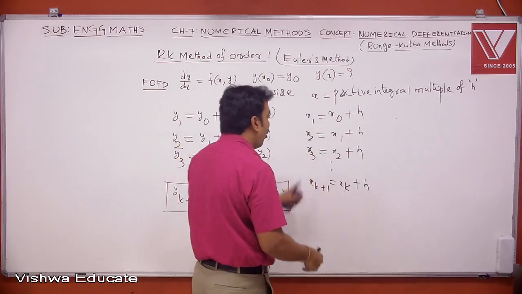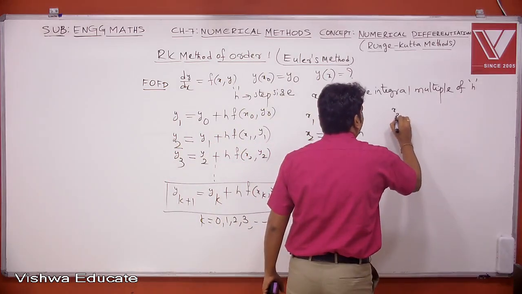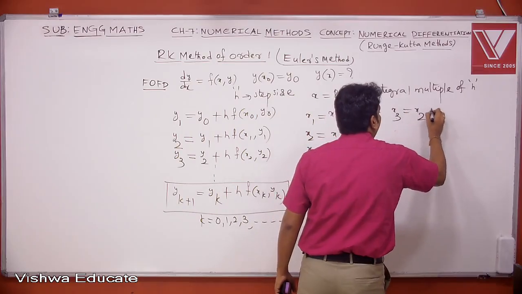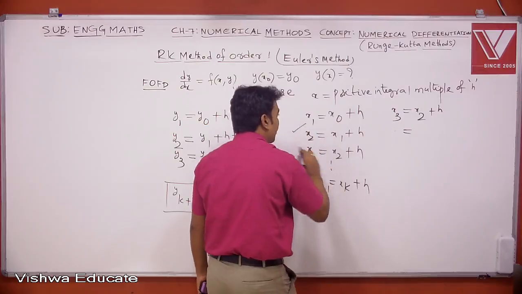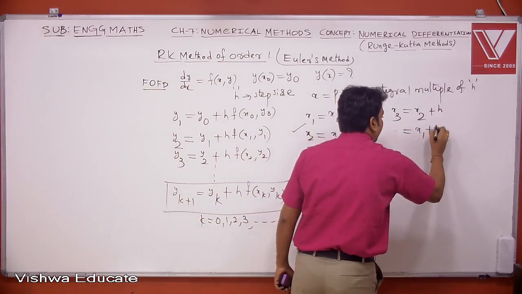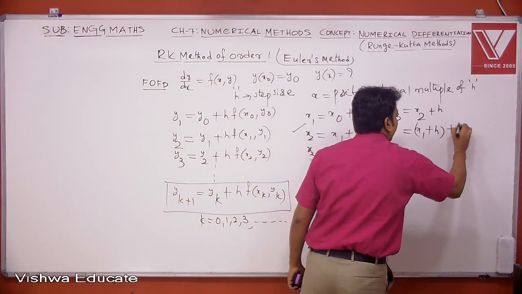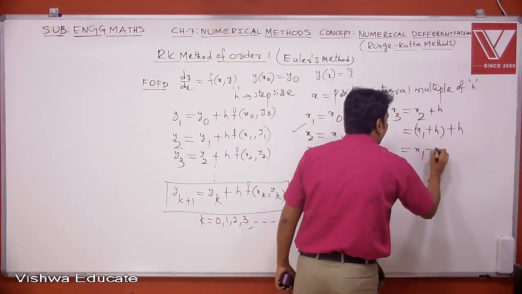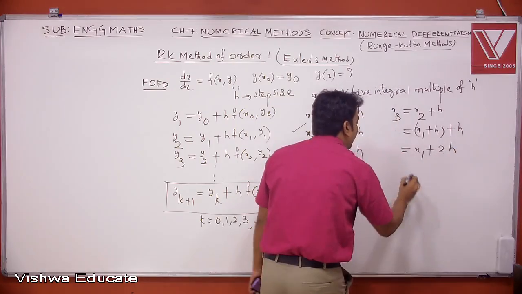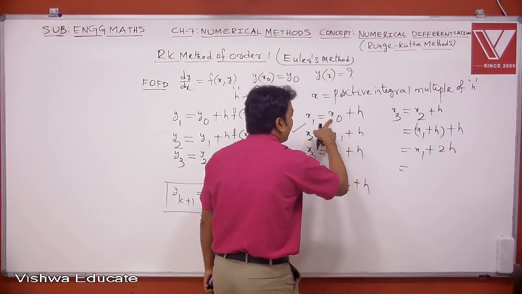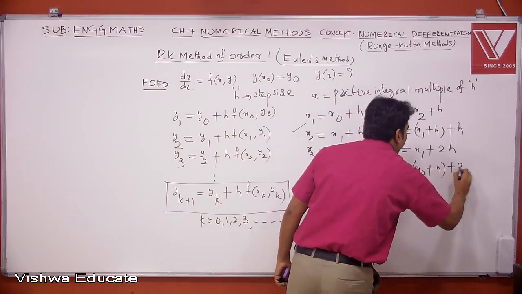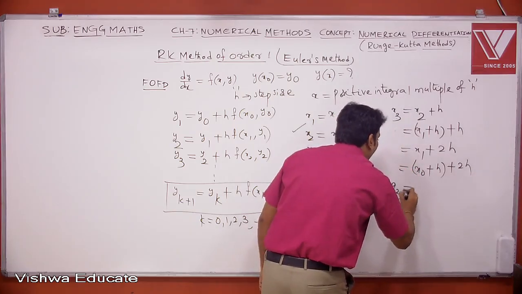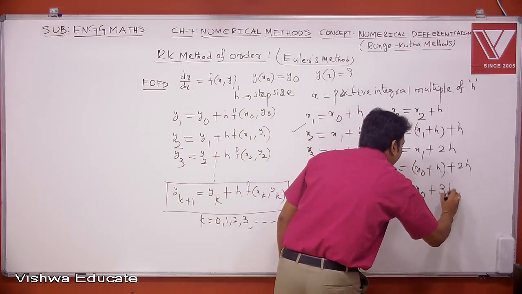Now when you group all these, suppose I start with x3, here I am saying that x3 equals x2 plus h. But what is x2 in terms of x1? This is x1 plus h, plus this h. So we are getting x1 plus 2h. But what is x1 in terms of x0? This is x0 plus h. So x3 is x0 plus h plus 2h. Therefore, the value of x3 is x0 plus 3h.